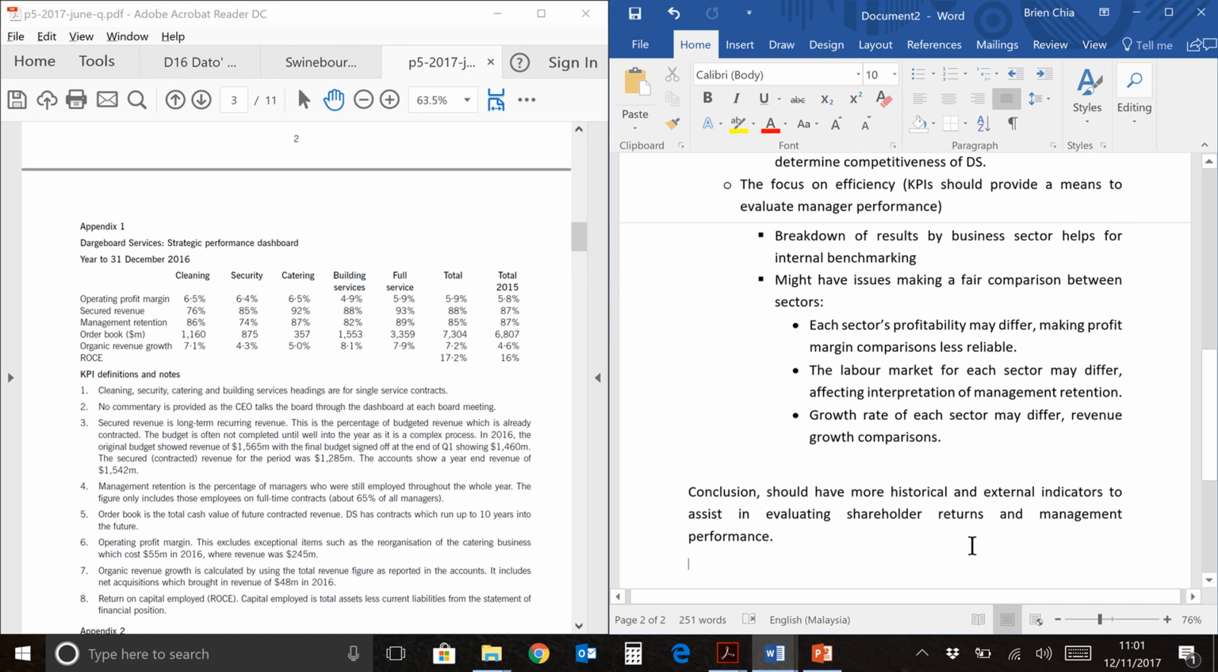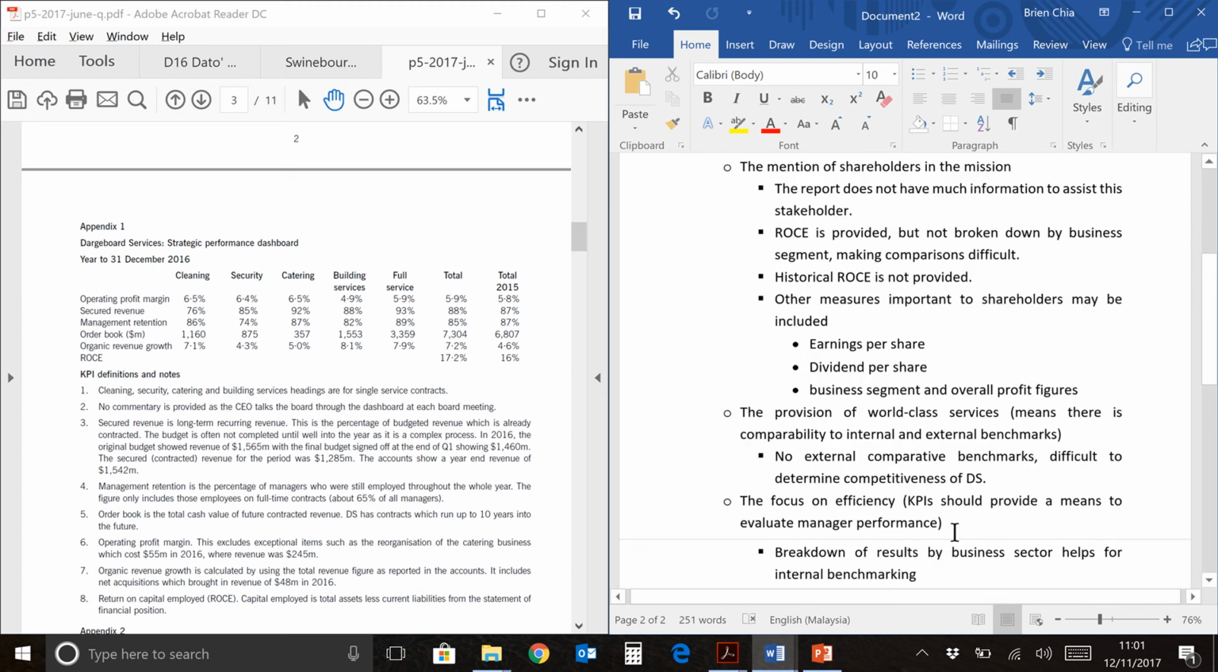So in conclusion, this report is pretty brief, pretty concise, but it should have more historical, that means time-based, as well as external indicators to assist in evaluating shareholder returns, which was mentioned in the mission, and management performance. So that would be my answer over here.